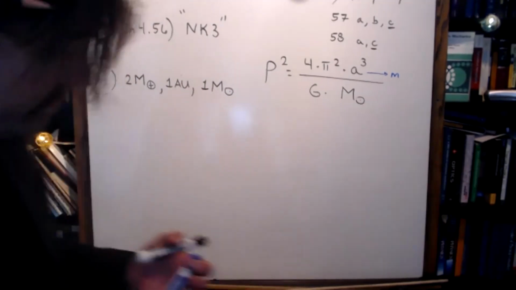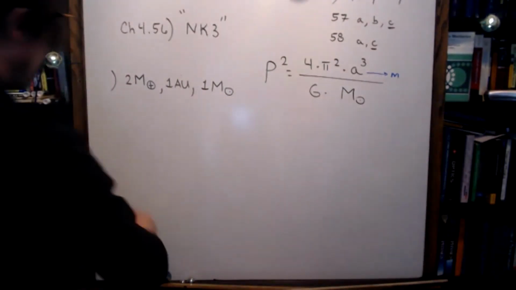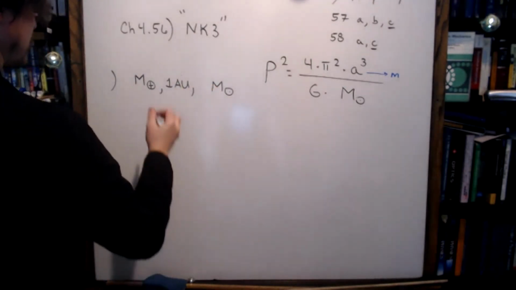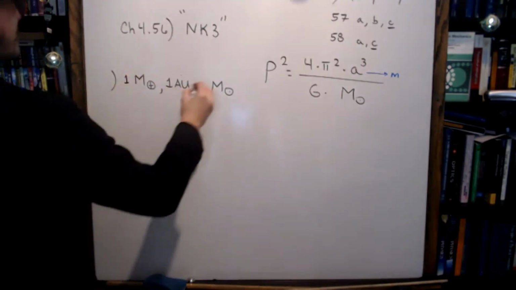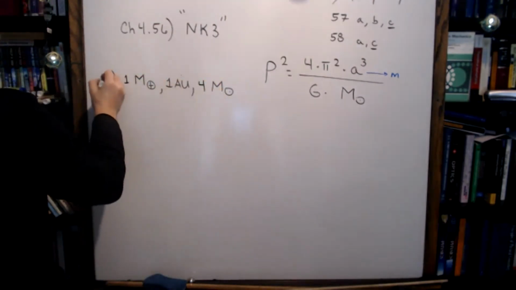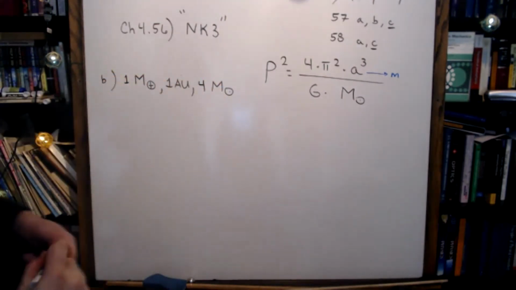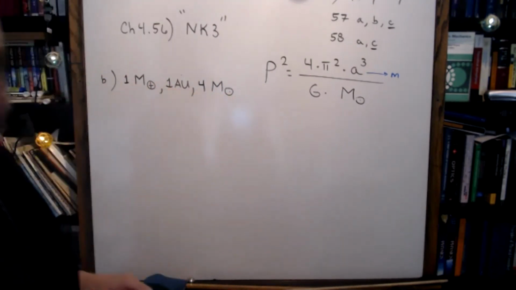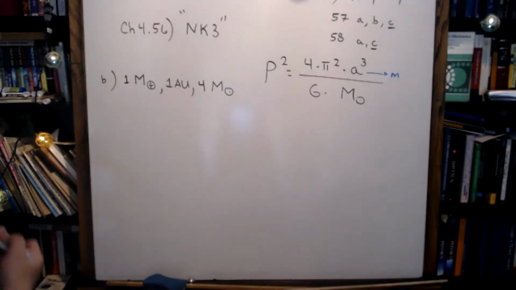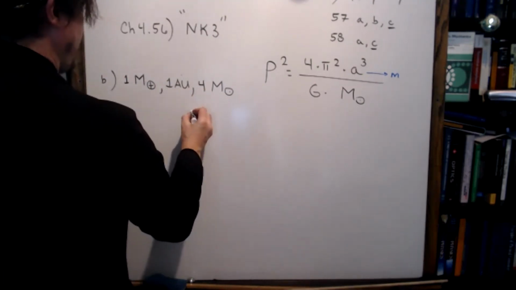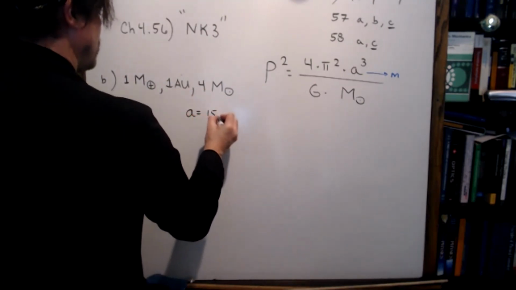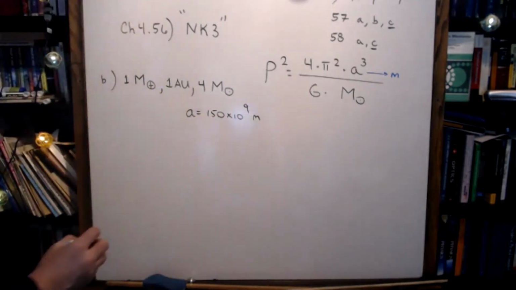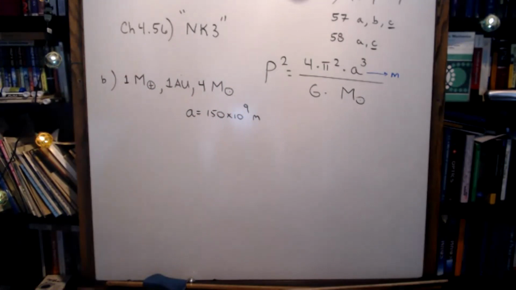Part B is a planet with Earth's mass orbiting at a distance of 1 astronomical unit from a star with 4 times the sun's mass. This is a different scenario here because now the planet is the same as Earth, but the mass of the star is different. If it's 1 AU, our a is still the same. Our a is still 150 billion meters. That's easy enough.